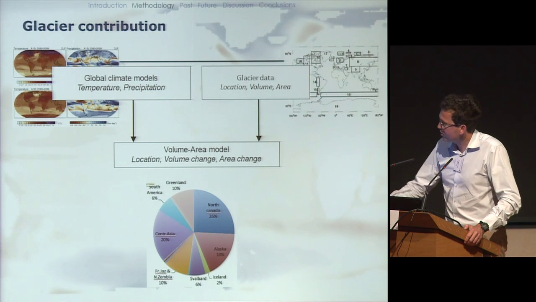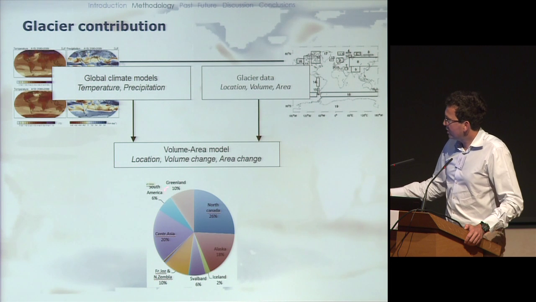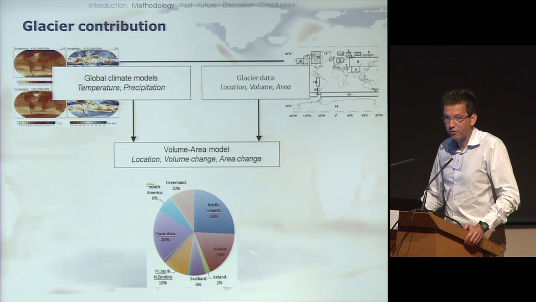And if you do that, you can see, for instance, in this lower diagram, that major changes are from North Canada, and the disputed part is the part from Central Asia, where there are a lot of papers about more recently.